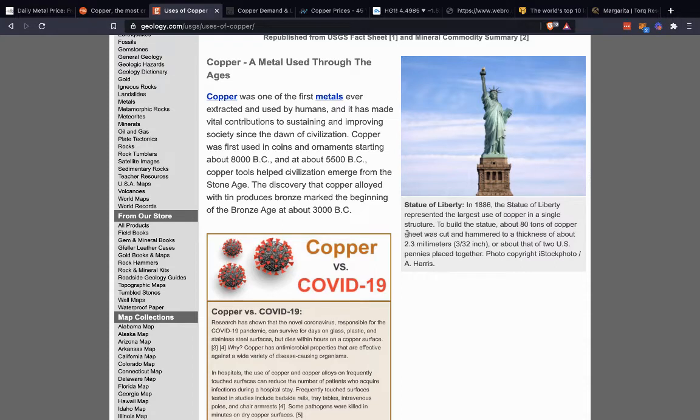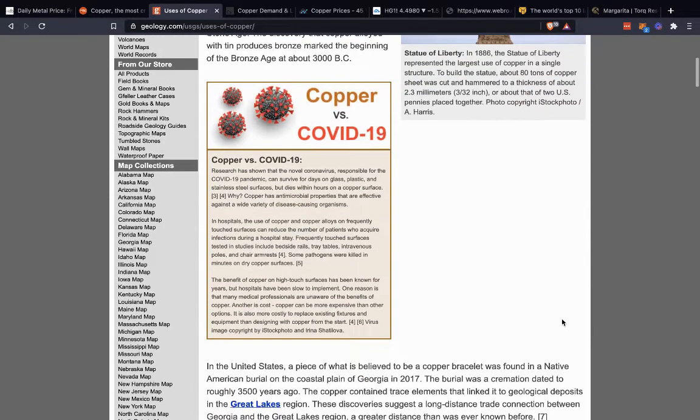Copper was one of the first metals ever extracted and used by humans, and it has made vital contributions to sustaining and improving society since the dawn of civilization. Copper was first used in coins and ornaments starting around 8,000 BC and about 5,500 BC. Copper tools helped civilizations emerge from the Stone Age. The discovery that copper alloyed with tin produced bronze marked the beginning of the Bronze Age at about 3000 BC.